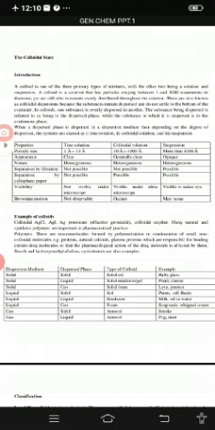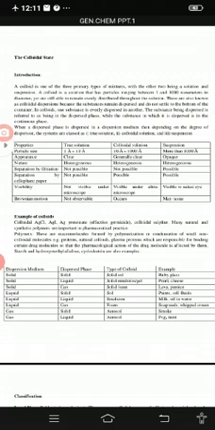Colloids consist of two phases. One is the dispersed phase, another is the dispersion medium. What is the dispersed phase? Particles which are dispersed in the medium. What is the dispersion medium? It is the medium in which particles are dispersed. Colloids are classified on the basis of two things. First is the physical state of the dispersed phase and dispersion medium. Second is the nature of interaction between the dispersed phase and dispersion medium.